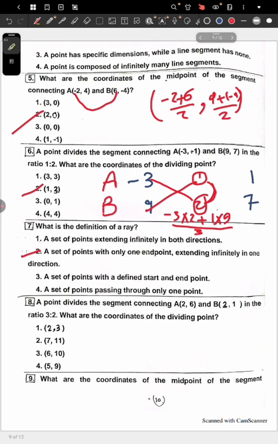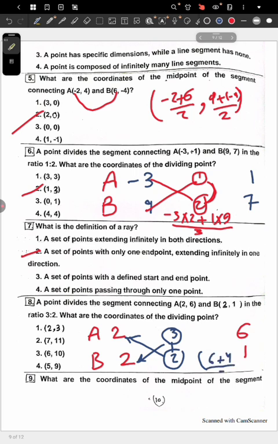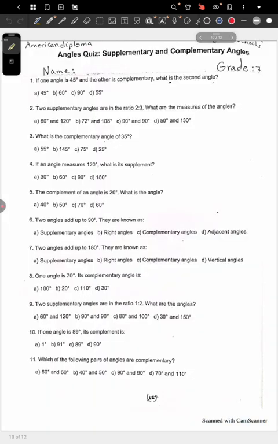Number 8. A point divides a line segment in a ratio of 3 to 2. I remember that. Okay. A is 2 and 6, B is 2 and 1. This is the division line. 3 and 2. 3 by 2 plus 2 by 1, 2 by 2, and the summation is 5. Okay. I remember that 2 plus 2 by 3 is 6 plus 4 over 5. You can find that in the first equations and finish. What is the coordinate of the midpoint? You can find the coordinate of the midpoint as the summation of x over 2 and the summation of y over 2.